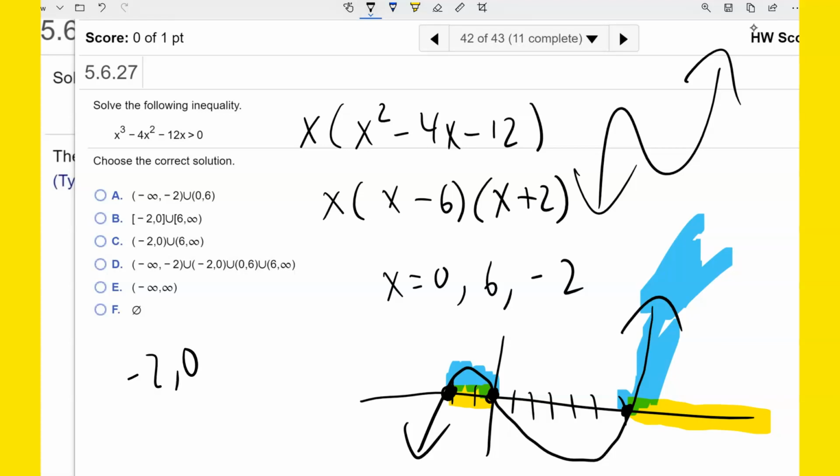Greater than 0, so I don't include it. So that, and from 6 to infinity. -2 to 0 and 6 to infinity. I believe choice C is the correct one. All right, moving to the next one.